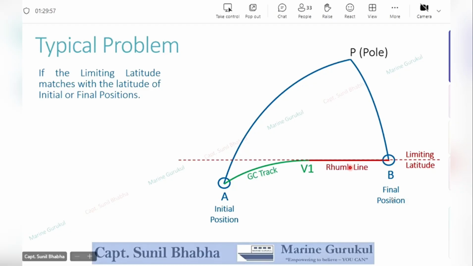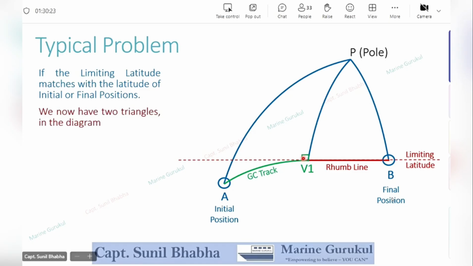Let us now mark the meridian of the vertex. We can see PV1, the meridian of the vertex, coming up. Now we are aware that angle V1 is going to be a right angle. At the vertex, the great circle track runs east-west. The meridian of the vertex runs north-south. The angle between them is 90 degrees.